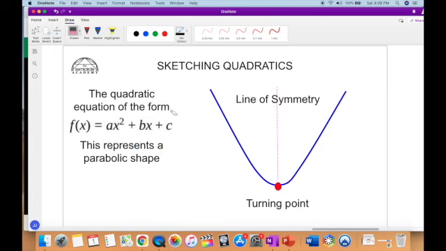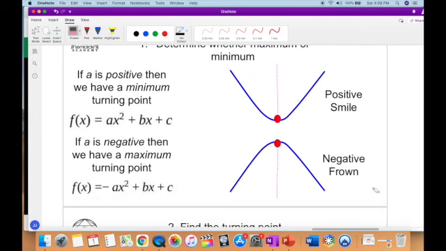So we have this first note here, sketching quadratics. The quadratic equation of the form ax squared plus bx plus c represents a parabolic shape like this, and that is the turning point, and that is the line of symmetry. Do you all think you need to write this down, or is everybody cool with this? You might want to write down this one.